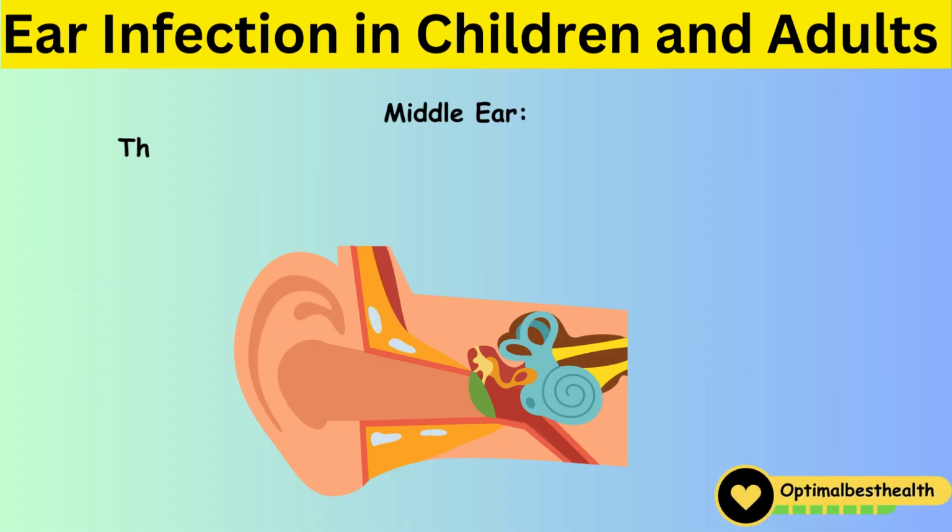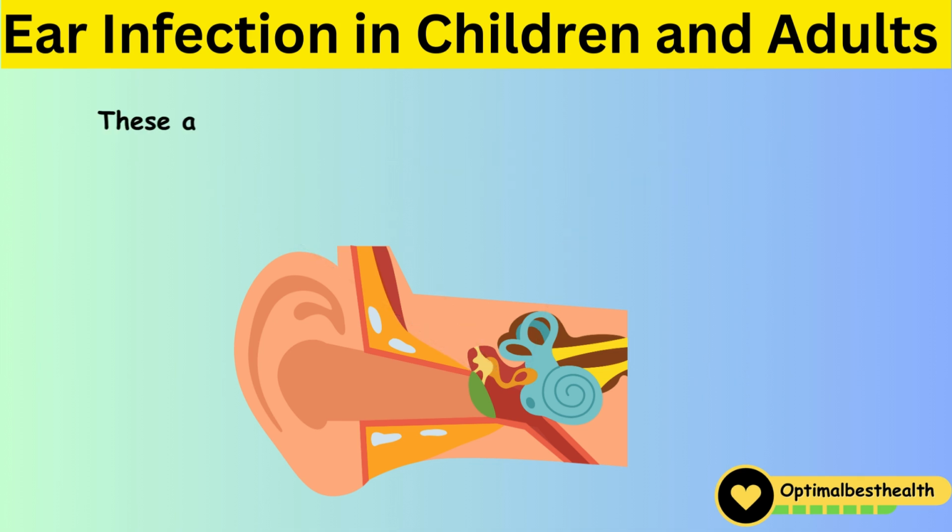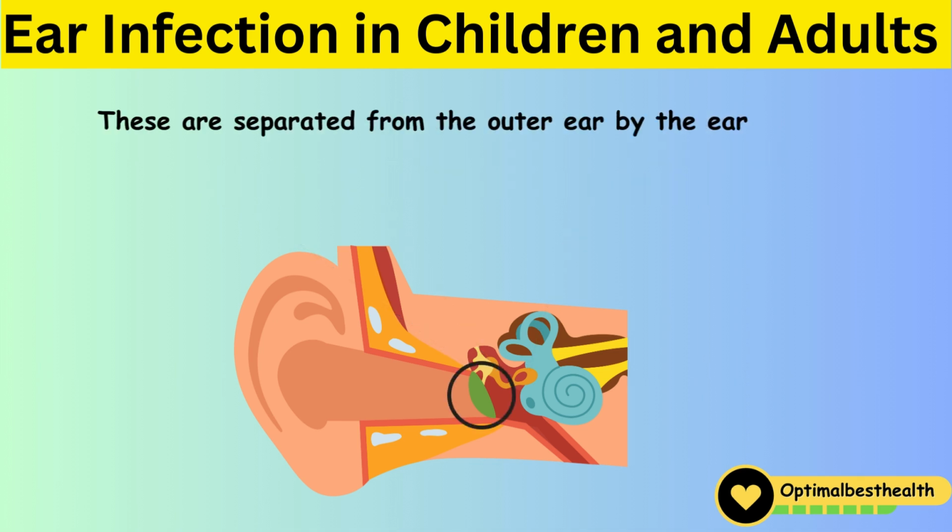Middle ear. The middle ear houses 3 small bones, the hammer, malleus, anvil, incus, and stirrup, stapes. These are separated from the outer ear by the eardrum.